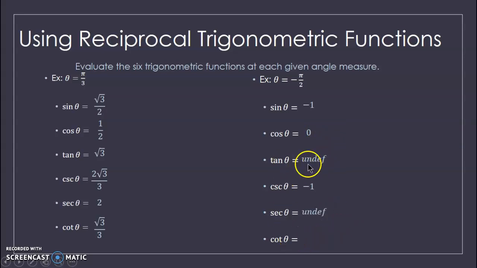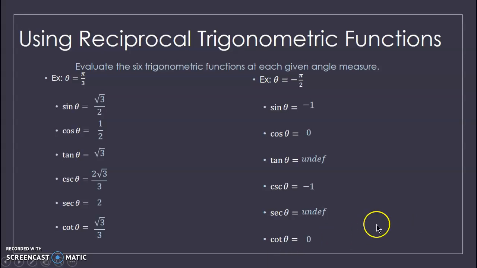Now for tangent, we have undefined. The way we got tangent was we did negative 1 over 0. So that's our y over x, our sine over cosine, negative 1 over 0. For cotangent, we flip that, and when we flip it, it becomes 0 over negative 1, which is 0.